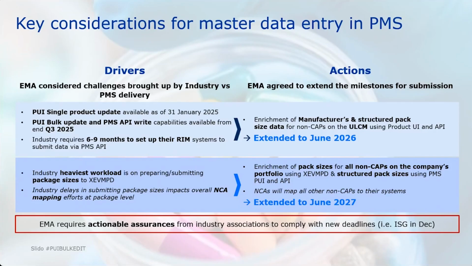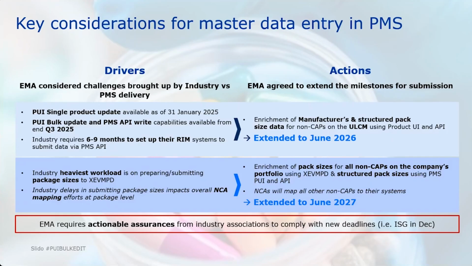So we have agreed that the timelines for the submission of the structured manufacturer data and structured pack size for those products only, that are impacted by the ULCM list, which has not changed so far since last year, has been extended to June 2026. If you remember, the deadline was this December 2025; we have now extended it to June 2026. While for the submission of the pack size for the non-centrally authorized products, but for the entire portfolio, so not the ULCM list, all the rest of the portfolio that you have using XCV-MPD and the PMS system, this has been extended to June 2027.